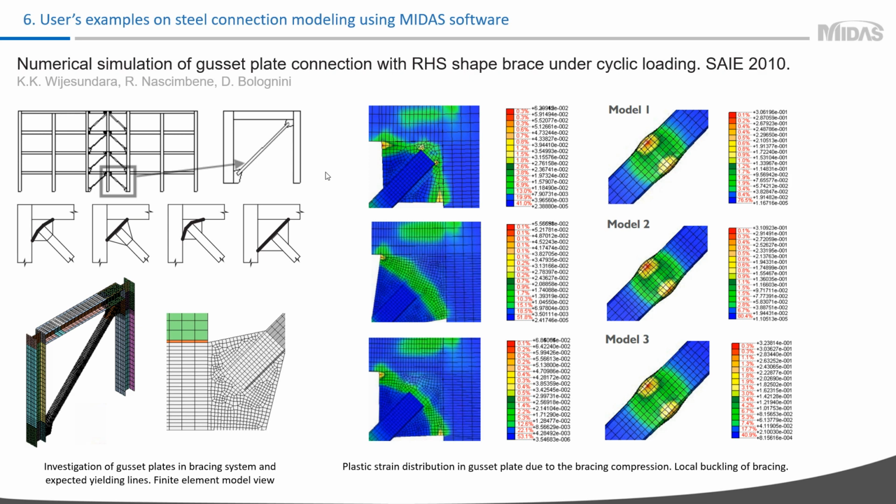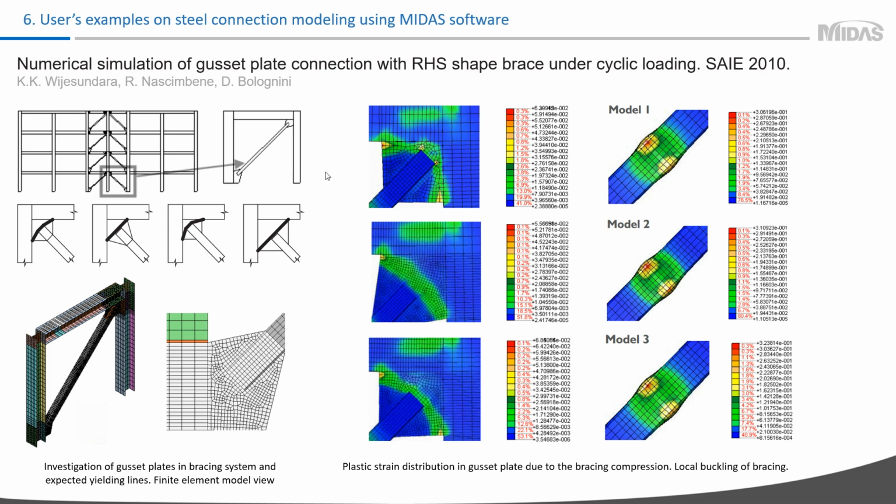Now I'd like to show you some of the users' examples where Midas software was used for connection design and analysis in terms of detailed shell and solid modeling. First example is about investigation of gusset plate, bracing system, and frame structure that is subjected to seismic action. Here different shapes of gusset plates were considered, and a detailed shell model with nonlinear properties was used for this analysis.